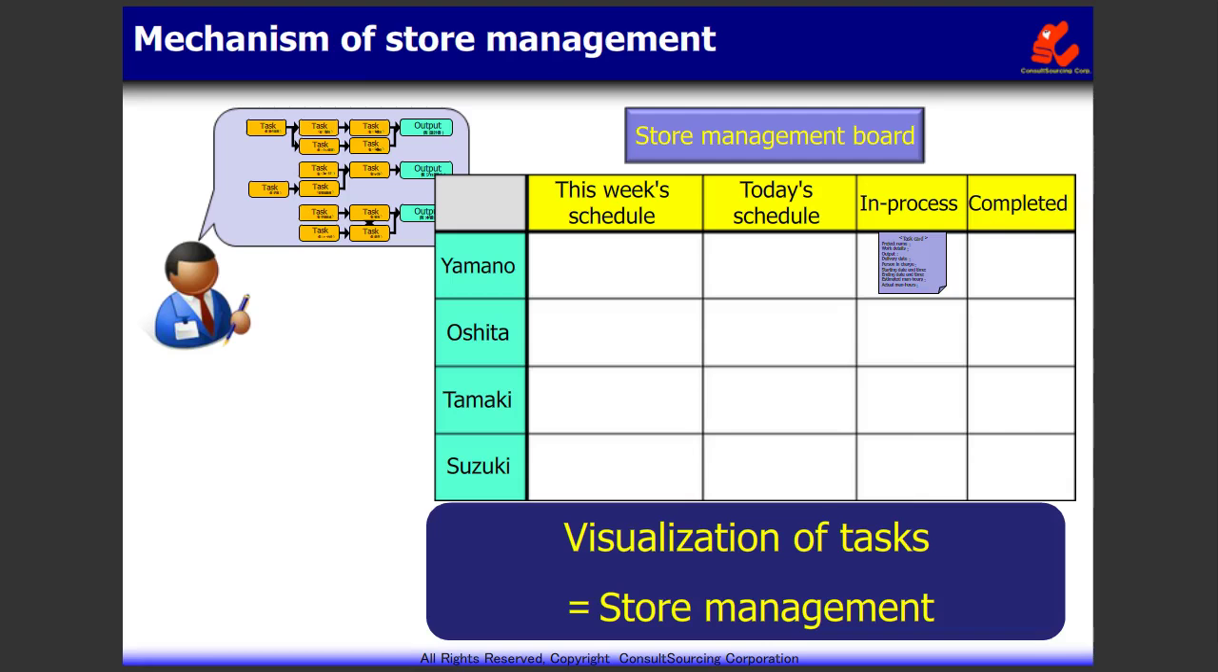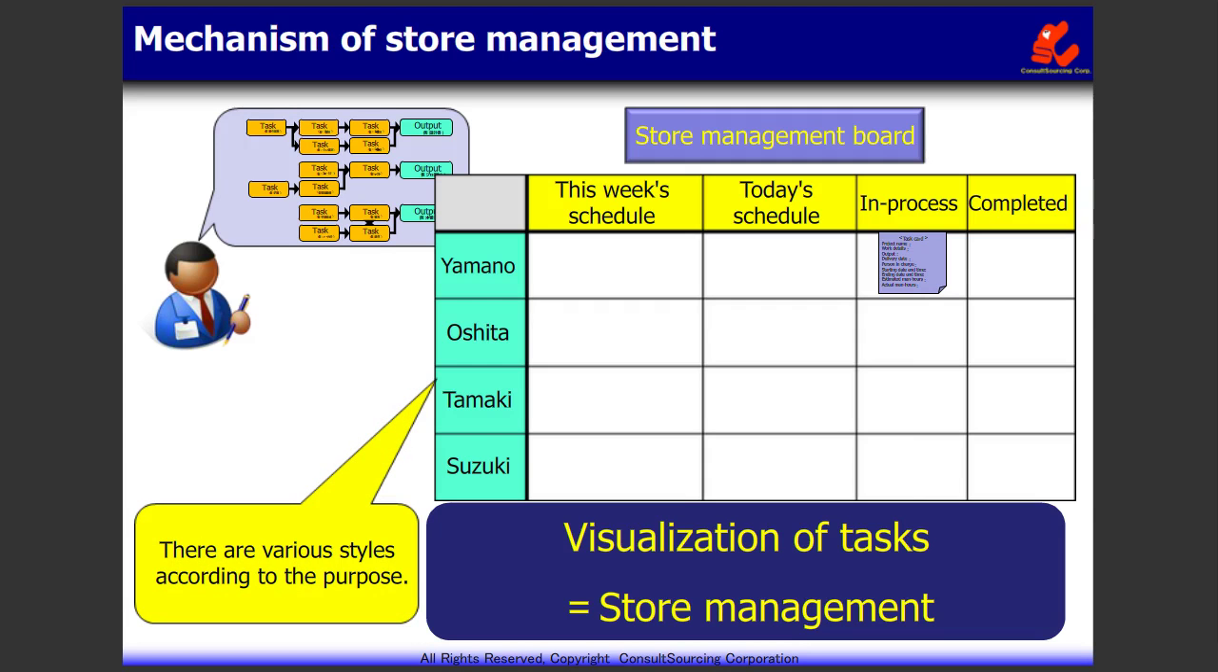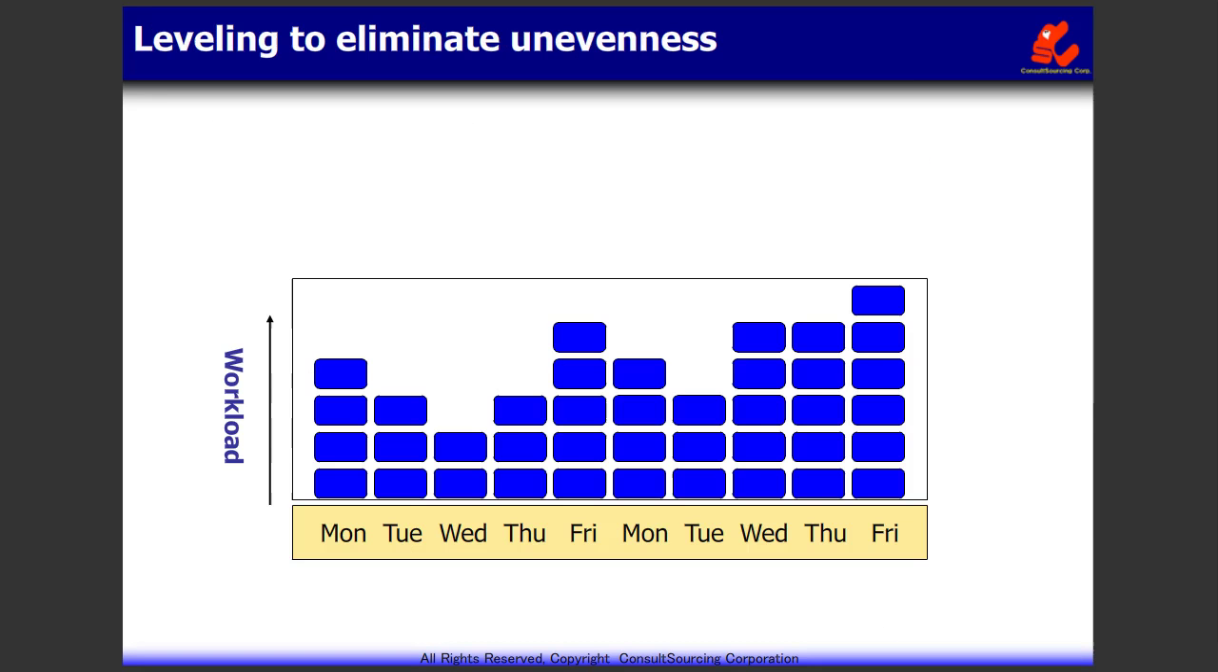By doing this, others can understand at a glance who is in charge of which work on the task card, and what the current progress is. Posting everyone's task cards on the store management board will make it easy to check how much workload each staff is assuming. This store management board shown here visualizes the uneven workload imposed on different staff. To check the workload unevenness over time, a different type of store management board needs to be prepared. There are various store management styles according to the purpose and what needs to be visualized.